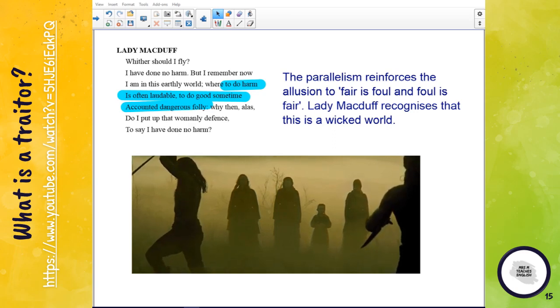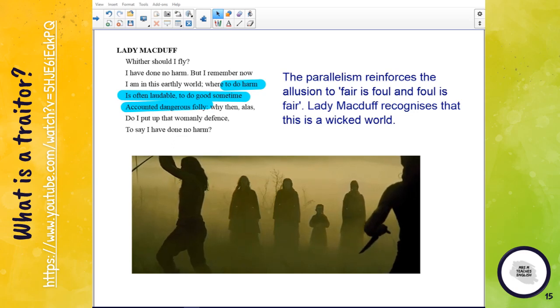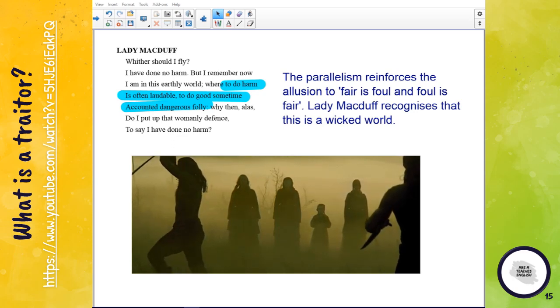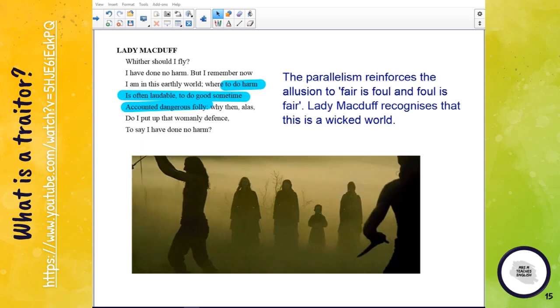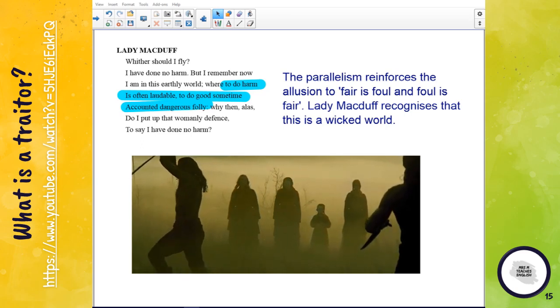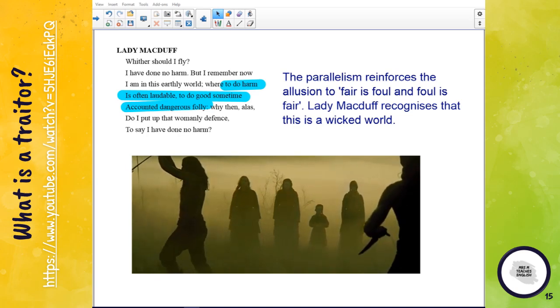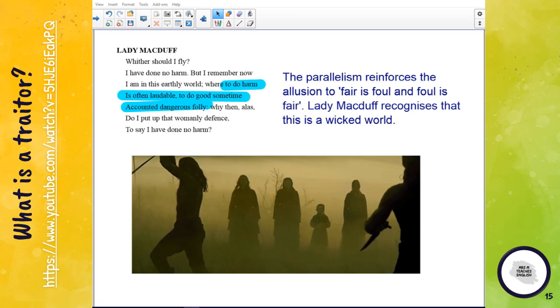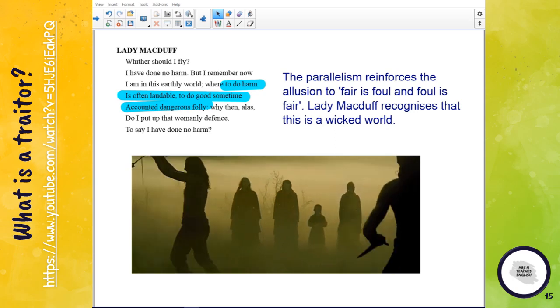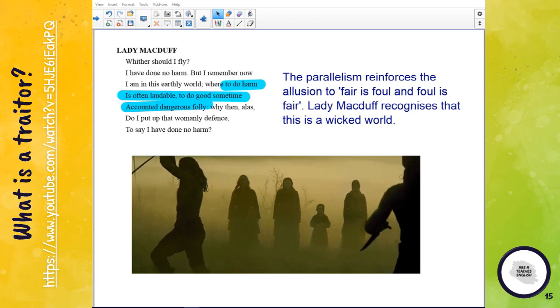Having been warned about the danger posed by the advancing murderers, Lady Macduff considers philosophically the state of the world, where to do harm is often laudable, to do good sometimes accounted dangerous folly. And this parallelism is clearly an allusion to the notion of fair is foul and foul is fair, another parallelism, because Lady Macduff is recognising that there's moral uncertainty. Harming someone is often laudable, praiseworthy, and doing good is sometimes dangerous folly. Fair is foul, and foul is fair.